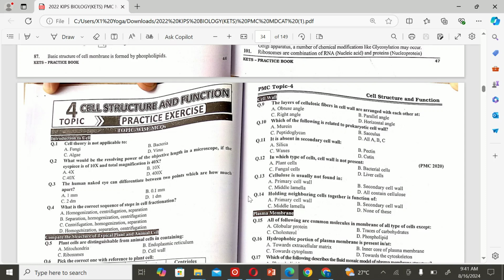Middle lamella. The next MCQ is: holding neighboring cells together is the function of A. primary cell wall, B. secondary cell wall, C. middle lamella, and D. none of these. So the correct option is C.